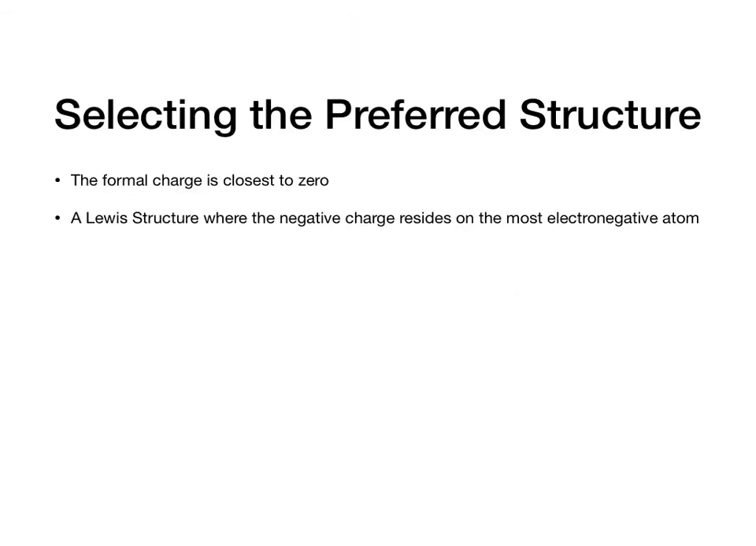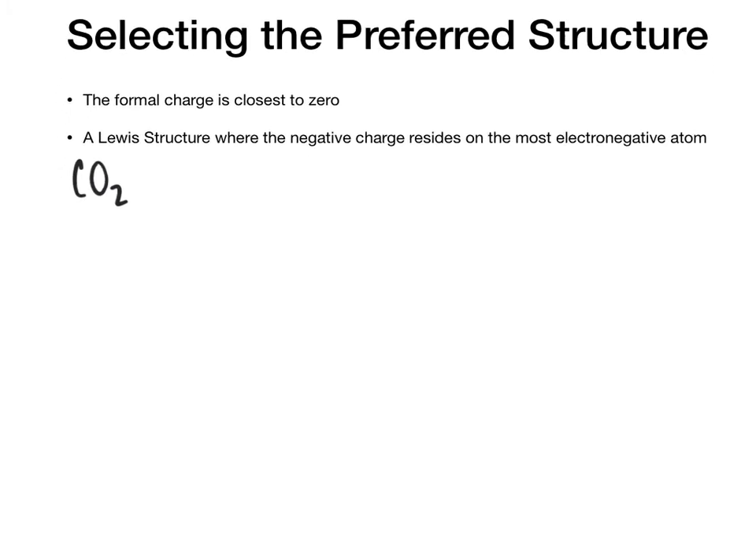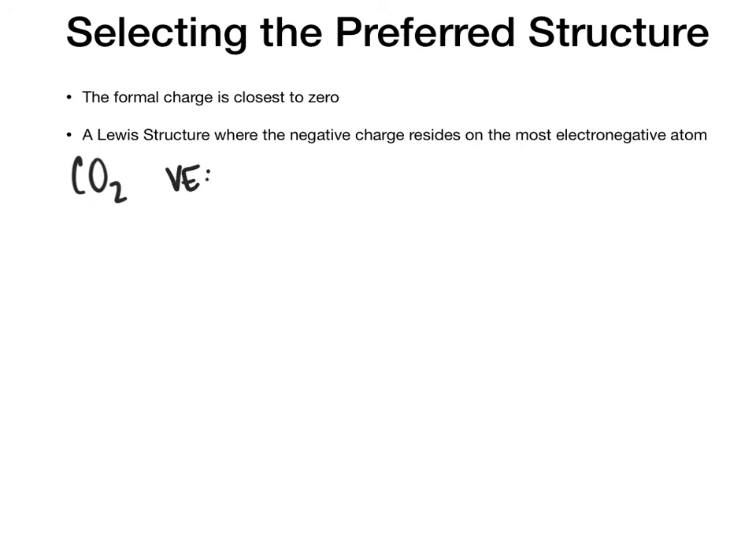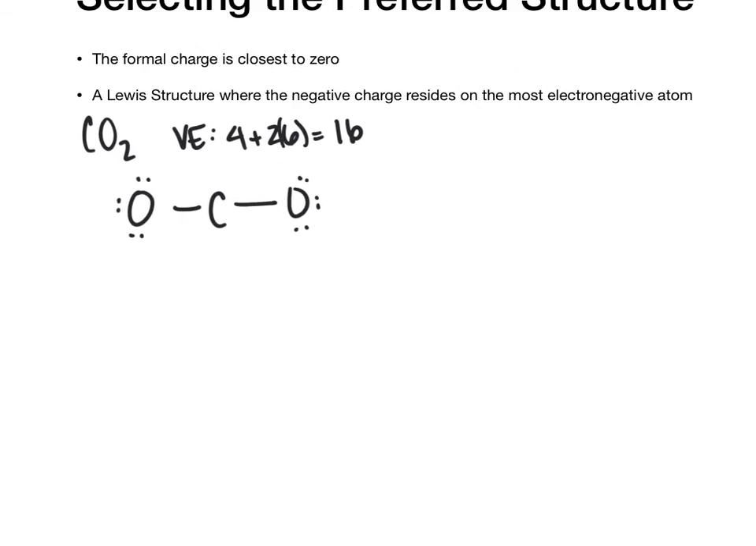So if we were to consider CO2, we're going to go ahead and follow the rules. The valence electrons in this case are 4 plus 2 times 6, which gives us 12 plus 4, which is 16. When we draw our structure, we're going to set this up. So now we've used all of our electrons, but we can see that carbon does not have octet. So we could use double bonds to give it octet or triple bonds. So we can create this molecule.